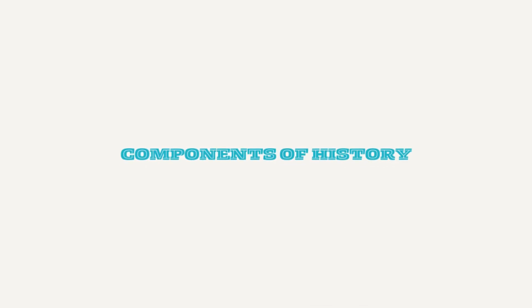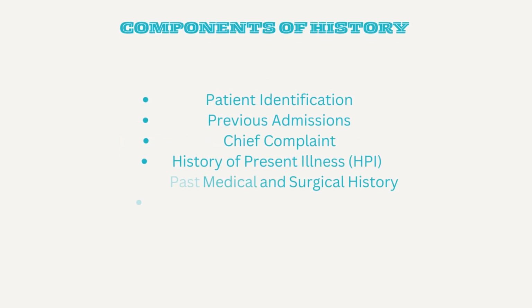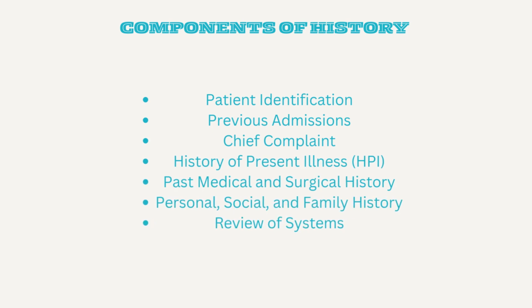History writing consists of several important components. The major, or most commonly included, components are patient identification, previous admissions, chief complaint, history of present illness (HPI), past medical and surgical history, personal, social, and family history, review of systems.